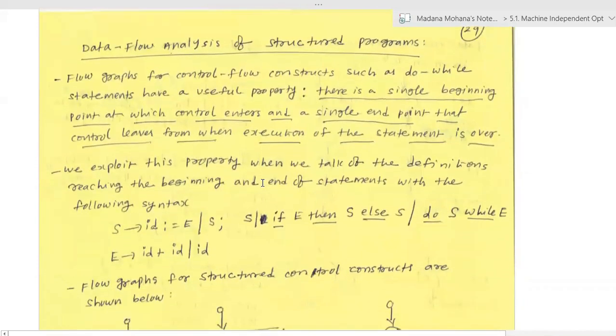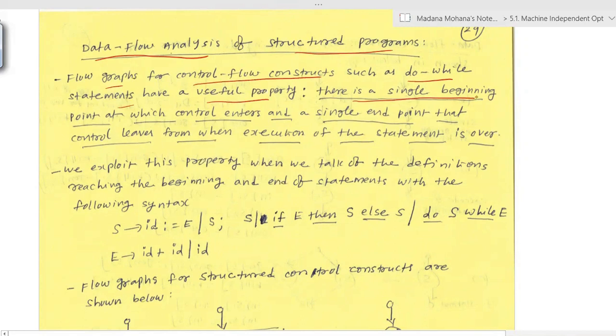Okay, now let us see the data flow analysis for some structured programs. Data flow analysis of structured programs. Flow graphs for control flow constructs such as do while statements have a useful property. There is a single beginning point at which control enters and a single end point that control leaves from when execution of that statement is over. So this is for the do while case.